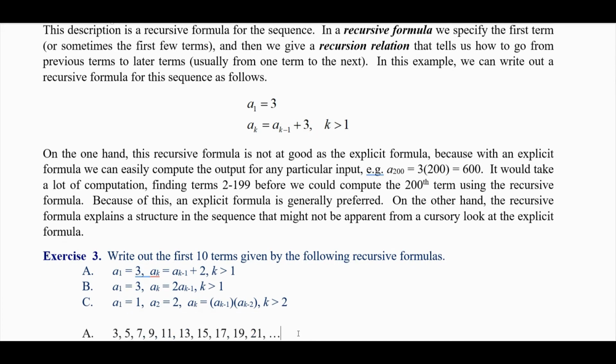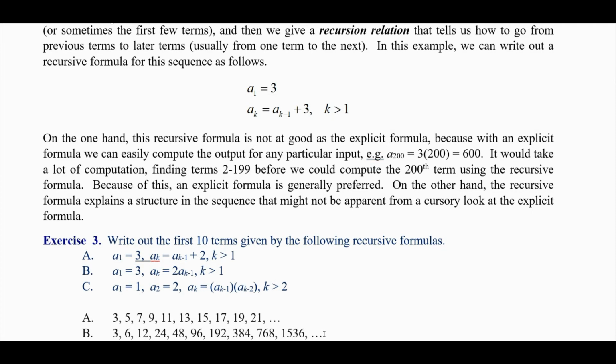Okay. Well, here's the first one. We start with 3. 3 plus 2 then is 5. 5 plus 2 is 7. Add 2 more, we get 9. Then 11, 13, 15, 17, 19, 21, and so forth. So you can see the nice pattern there. Start with 3 and just add 2 each time.